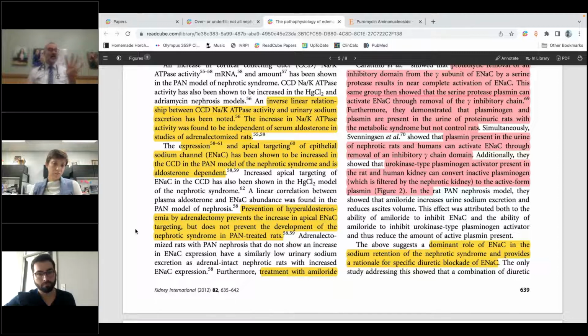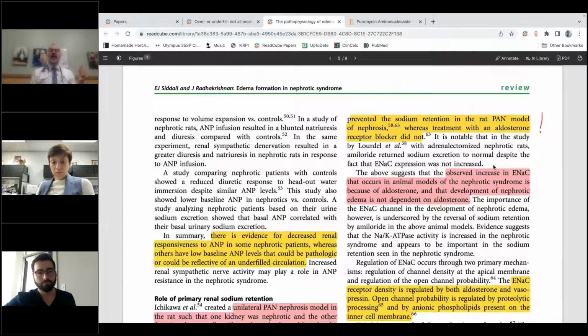And then if we block those ENaCs, if we inhibit them with an epithelial sodium channel inhibitor, that's amiloride, that's the drug, it prevents sodium retention and therefore edema formation, where if we give those patients something like spironolactone, which blocks aldo, it doesn't occur.